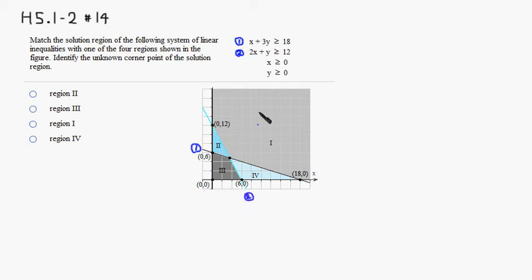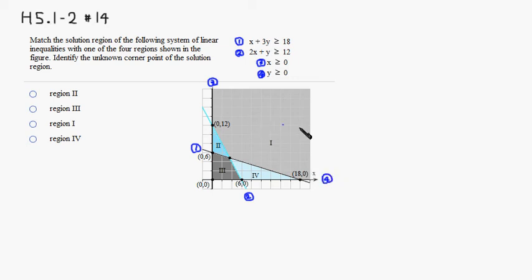Then we know that x is greater than 0, which means that it's going to be the right half plane of the y-axis. Maybe I'll label that too. So that's number 3, right here, the y-axis. The last one, y is greater than or equal to 0, so it's going to be the x-axis.